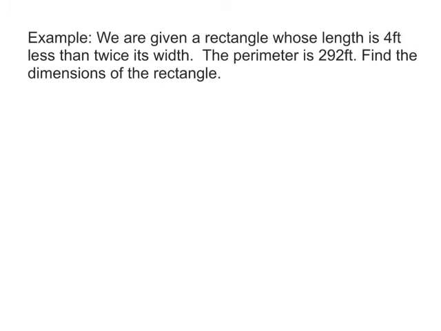All right, so let's take a look at an example. Okay, here's what we have. We are given a rectangle whose length is 4 feet less than twice its width. The perimeter is 292 feet. Find the dimensions of the rectangle.